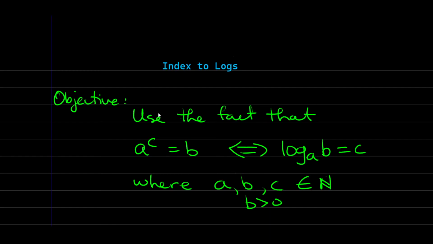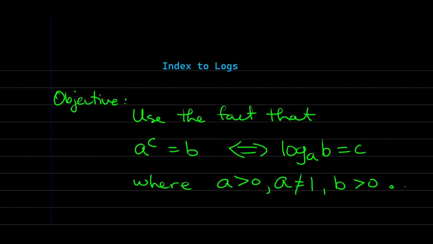Okay, let's look at this. So b has to be greater than 0. Oh, right, and another thing, a also has to be greater than 0. You know what? Let me just fix this up a little bit. Where a must be greater than 0, a cannot be equal to 1, and b must be greater than 0. Yeah, those are the conditions that we're going to set for it.